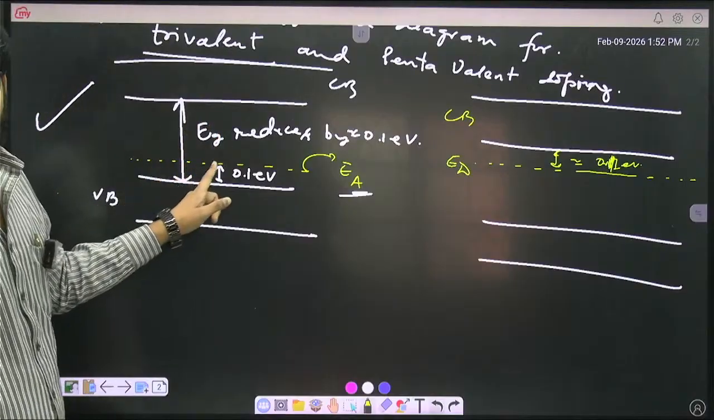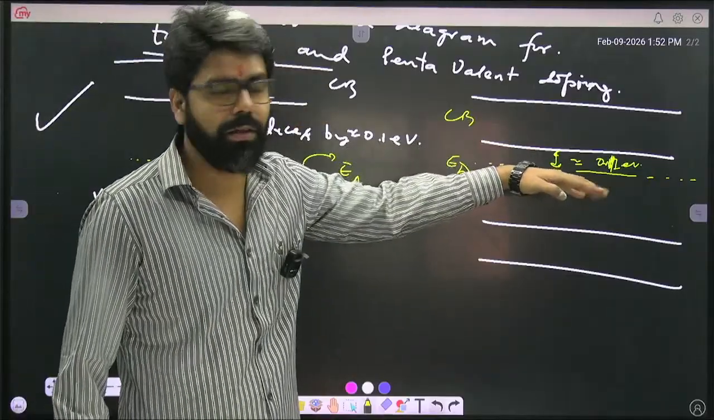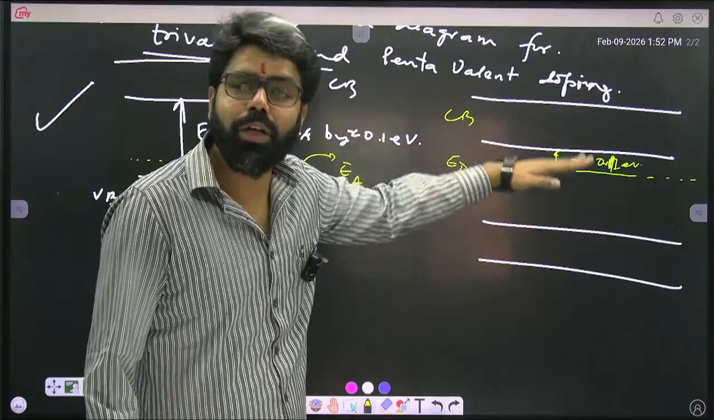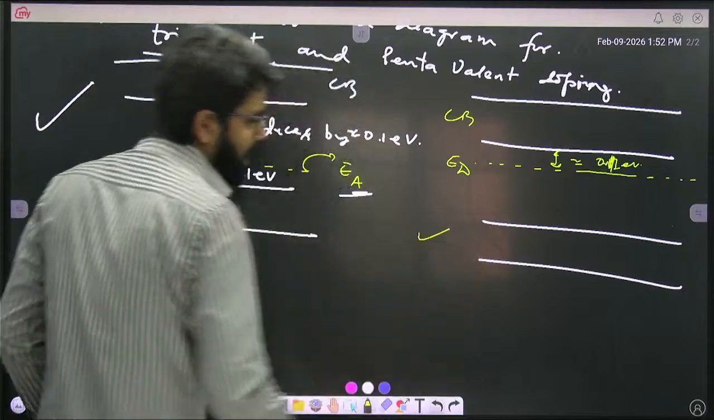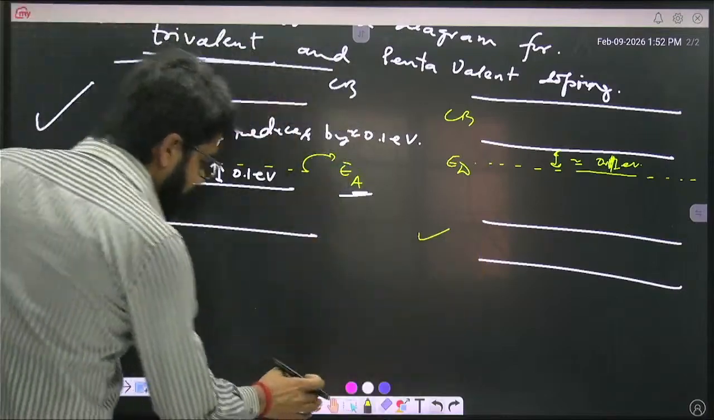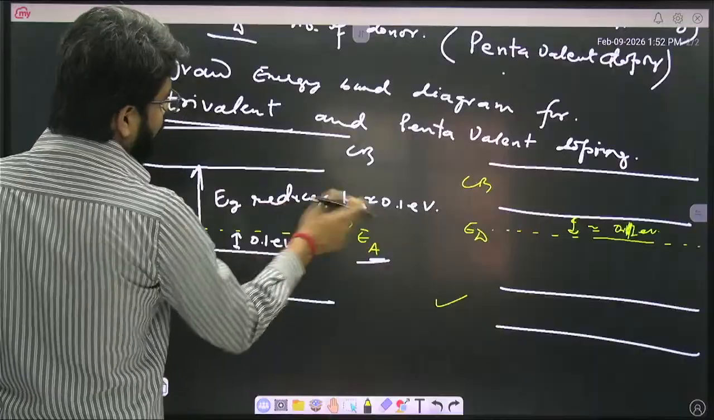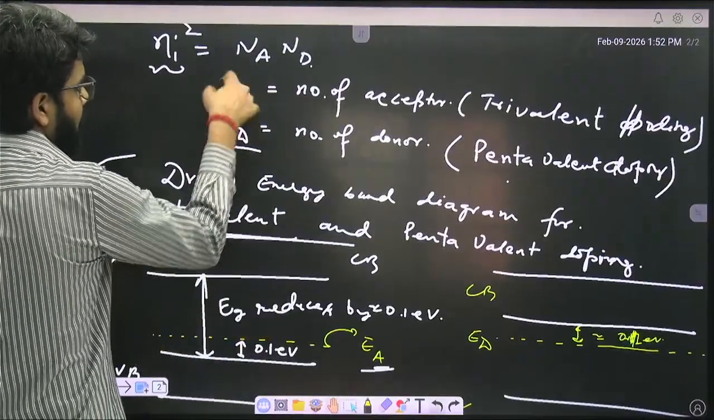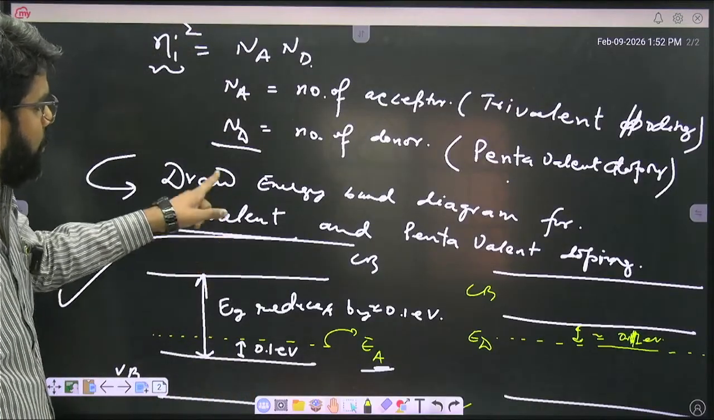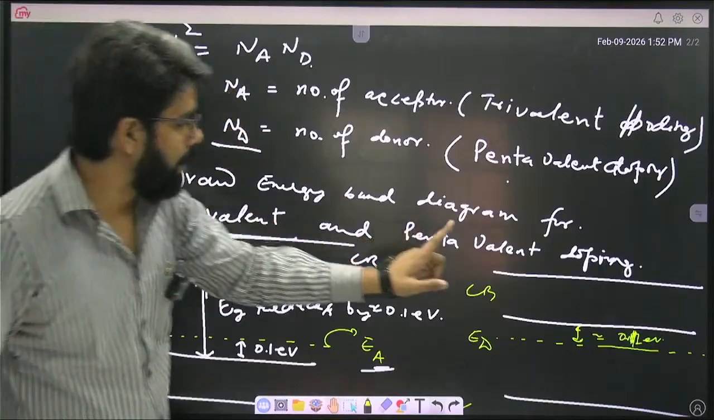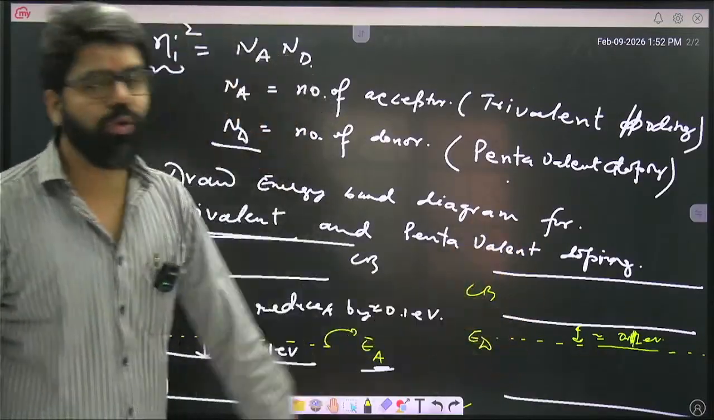In case of trivalent, the acceptor energy level is set above the valence band. In case of pentavalent doping, the donor energy level is set below the conduction band. And this is the thing they can ask in 2 marks questions. Apart from that, the number of atoms doped are called the acceptor and donor. In the trivalent, the number of trivalent atoms will be called the number of acceptor, and the number of pentavalent atoms will be called the number of donor, ND.